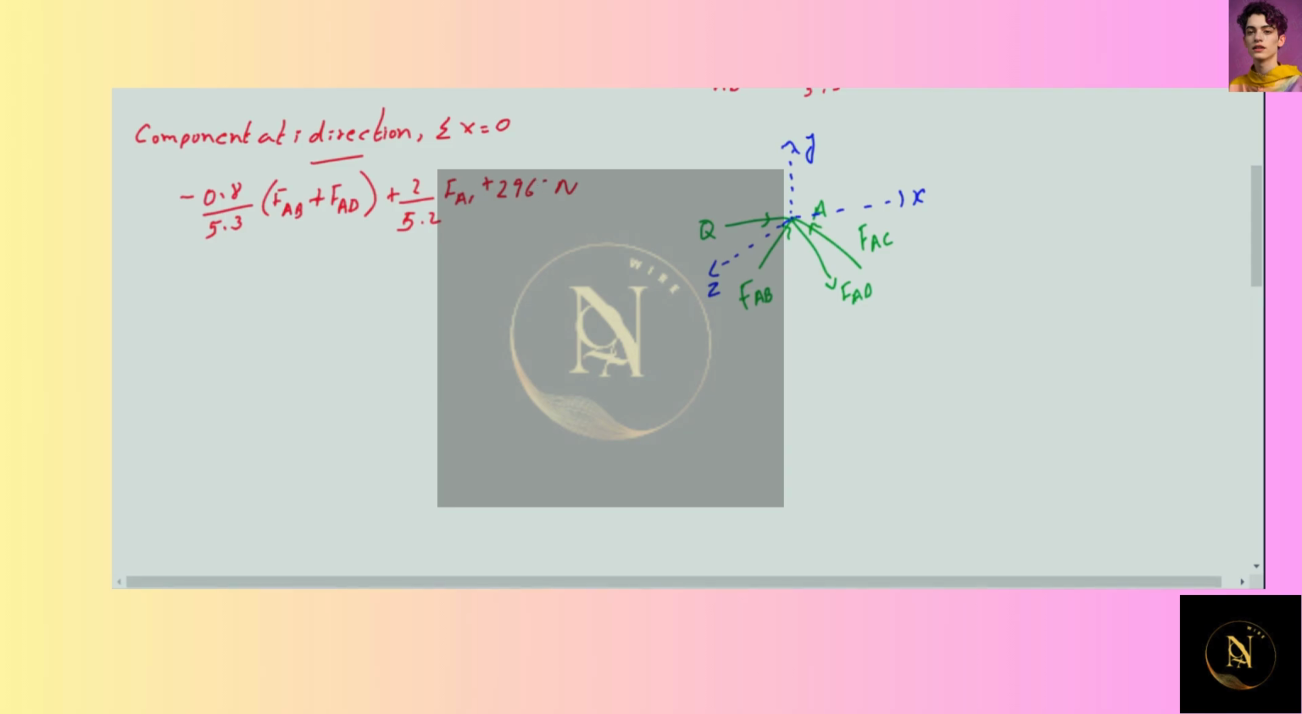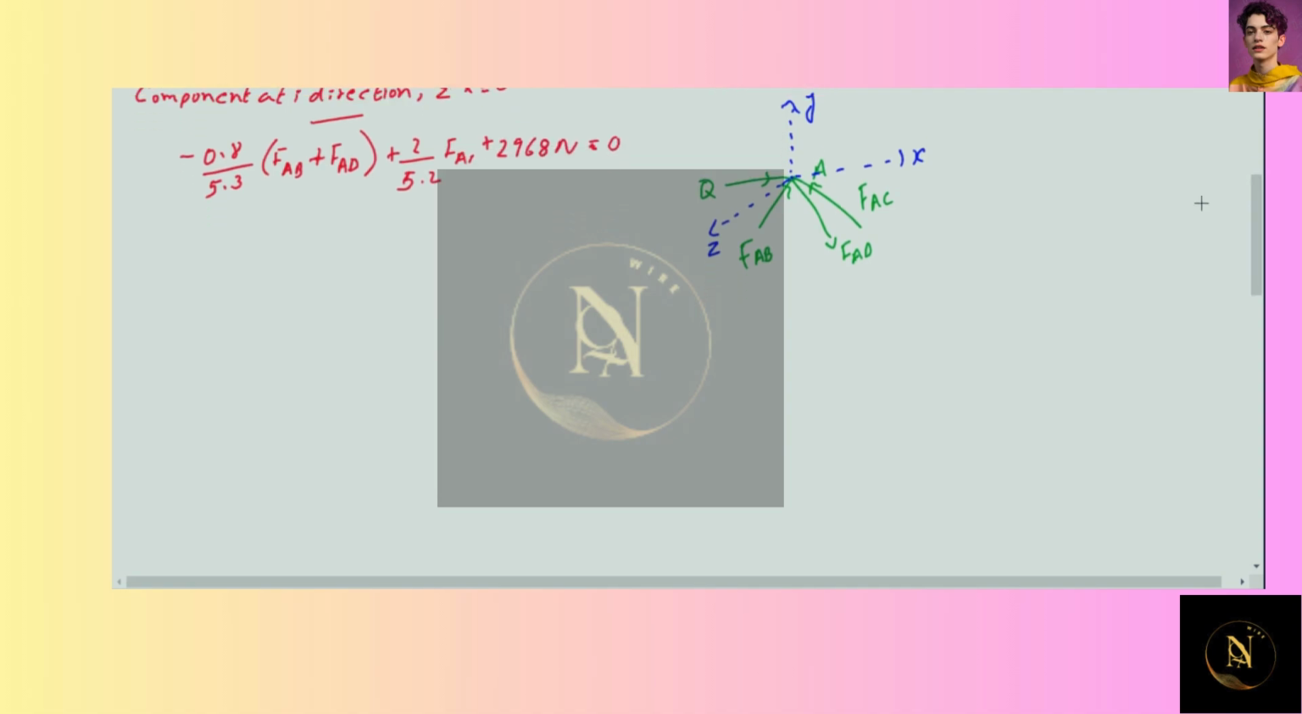It's given 68 Newton equal to 0. So we got one equation. So component at j direction, for the j direction, summation along y equal to 0 needs to be found.